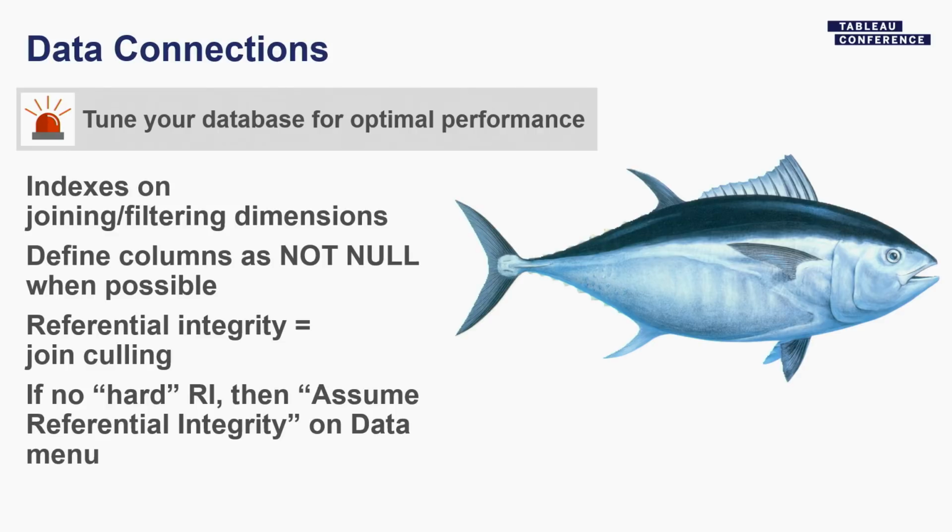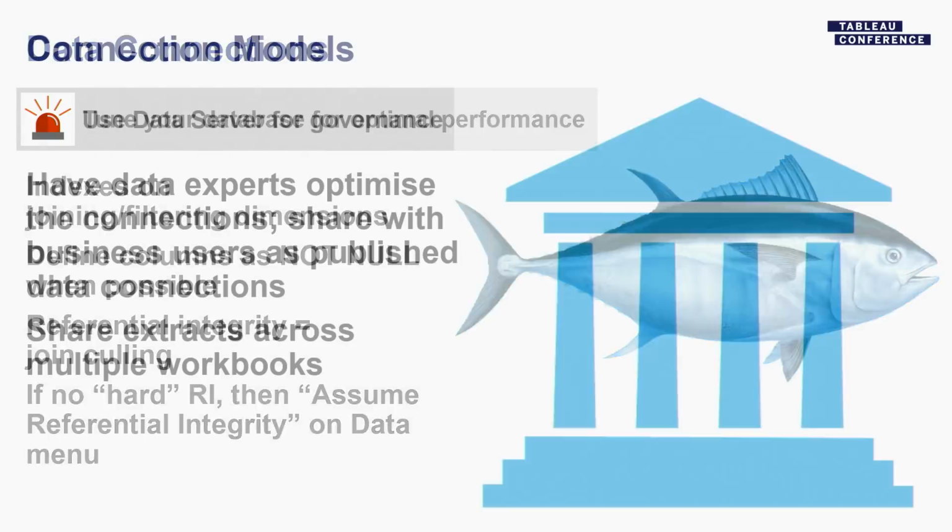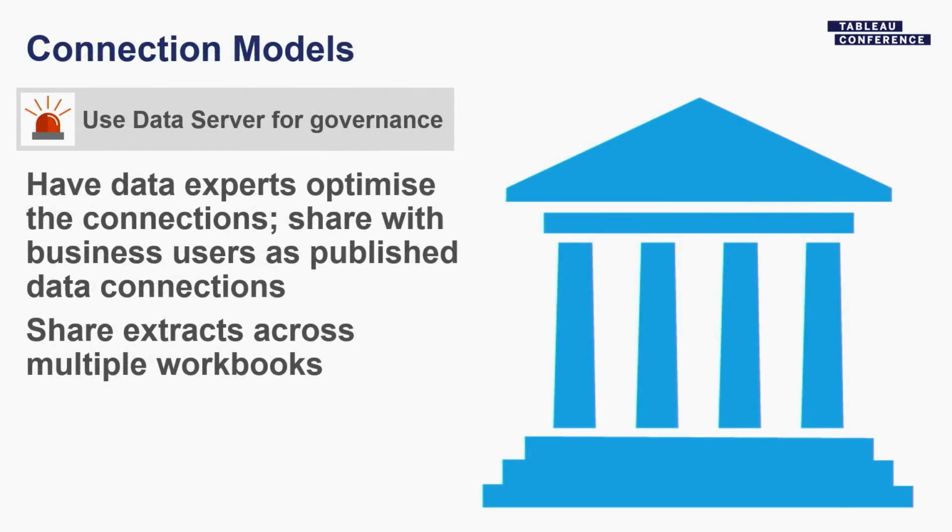Defining columns as non-null wherever possible so that we don't have to issue null-safe joins, because they're a much more expensive operation to be executed on the database. Making sure that referential integrity is in place so that we can implement join culling and drop the joins that we don't need. Right? These are operations that are right at the back end, not necessarily when you're building your view, but these can be really important, and they're good to plan for when you're setting up your data sources. If there's no hard referential integrity in place, then we can tell Tableau, just assume RI so that we can do join culling. Good practice to use data governance in Tableau Server.